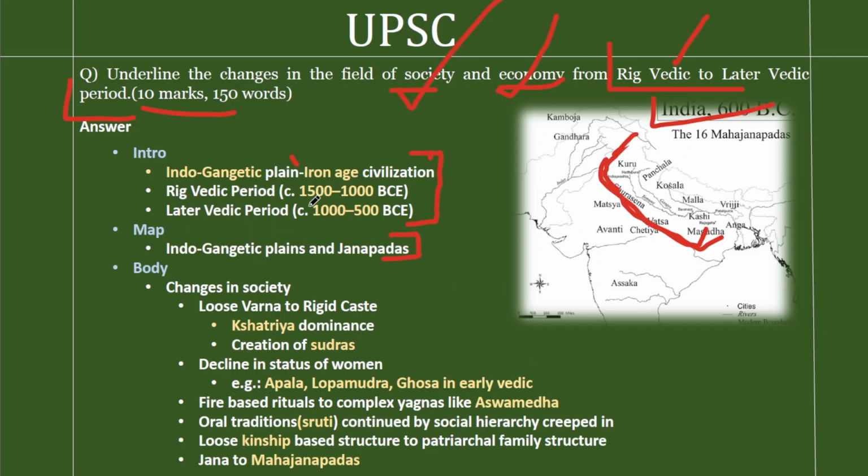And under each point, we have given a minimum of 5 points. So this is a 10-mark question. We have given 5 points each in two parts, apart from the introduction, map and conclusion. Now let's take the changes in the society first.